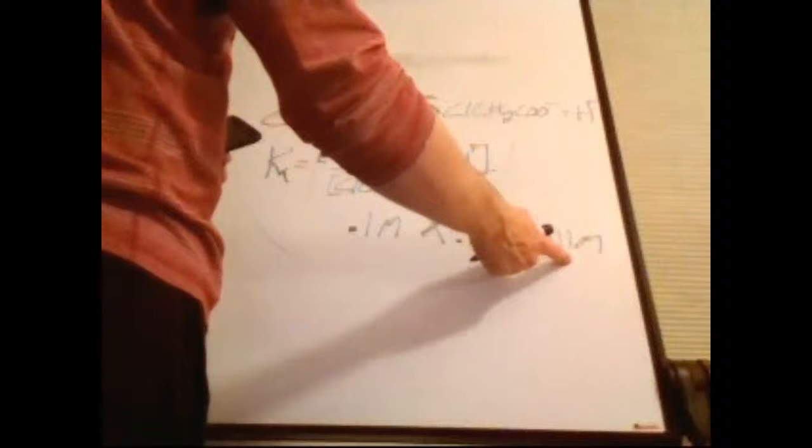And then the molarity of this guy is going to be, you have your original 0.1 molarity, and 0.011 molarity of that is what breaks up into this. So what's left over would be 0.1 molarity minus 0.011 molarity, which I think is 0.089 molarity. So that would be your molarity of the acid at equilibrium.